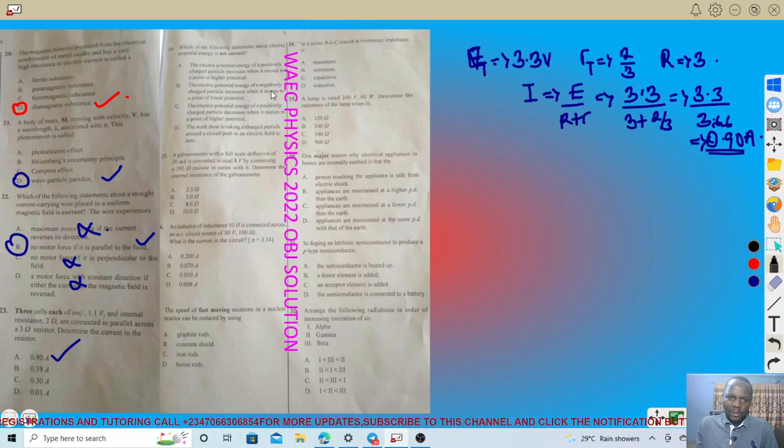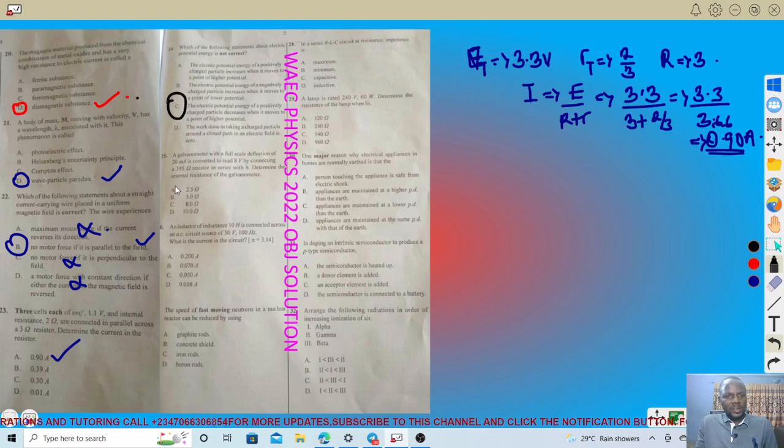The electric potential energy of a negatively charged particle increases when it moves to a point of lower potential. If this is correct, this is also correct. I hope you understand. It's just opposite of this. So you don't need to waste your time. Since the electric potential energy of a positive charge decreases when it moves to a point of higher potential, you can say these two are opposite. So this is not correct. That's the answer. Don't let me waste time.